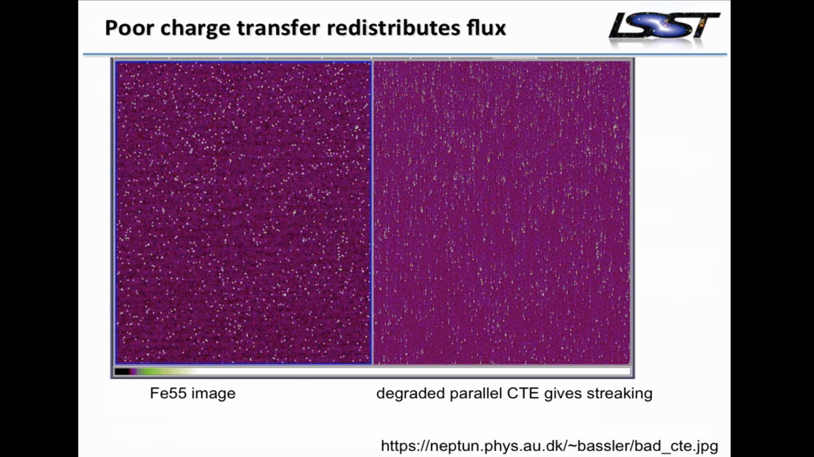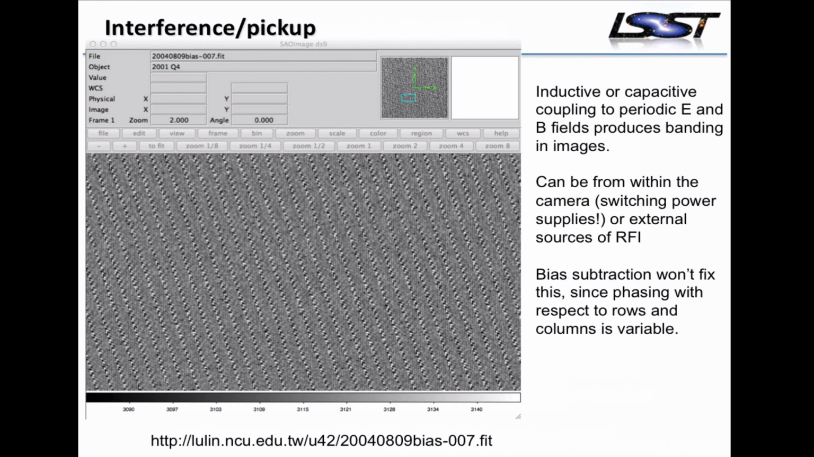We talked about charge transfer efficiency. Here's an example where on the left, this is an image where an iron-55 radioactive source is sending X-rays onto the image. On the left-hand side, you get nice tight point spread functions. On the right-hand side, with degraded parallel charge transfer efficiency, some of the charge is left behind in the vertical direction, and you get this asymmetrical streaking, which you can distinguish from bleeding because it happens for all sources, and it's only in one direction, the direction where the charge would be left behind.